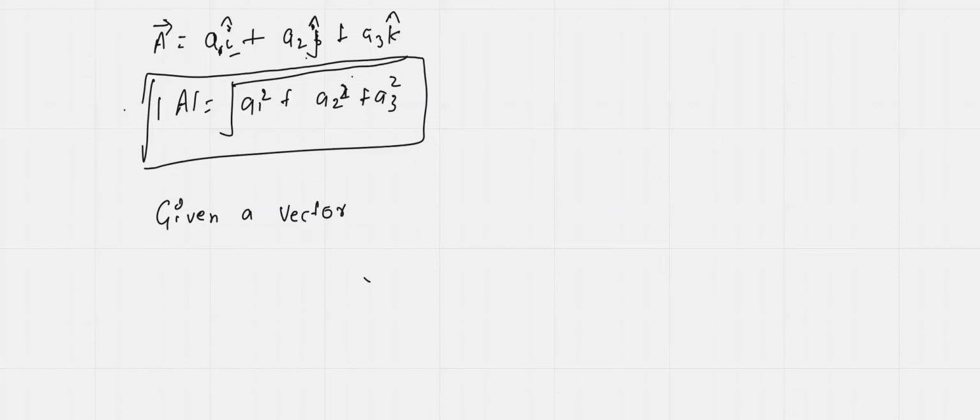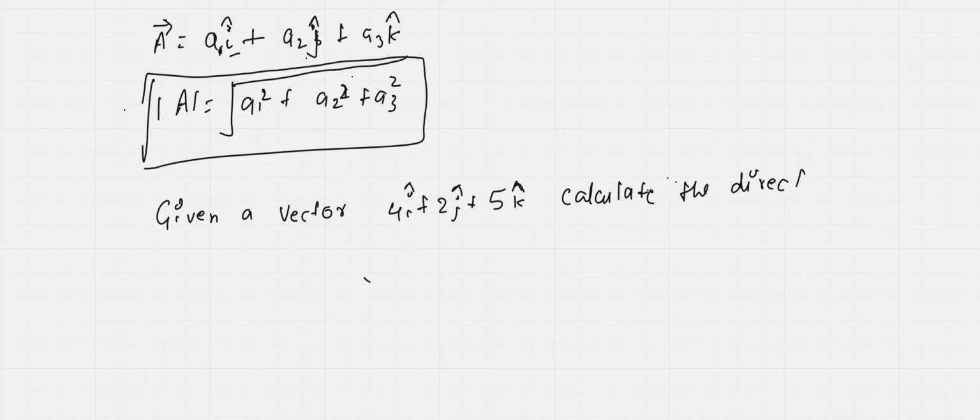Okay, let's say a vector is given as 4i plus 2j plus 5k. Calculate the direction. You know what the direction is? Direction is nothing but the unit vector, right? Yes, sir. For any vector, the unit vector is the one which indicates the direction.